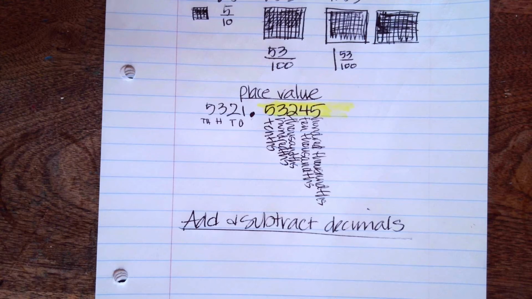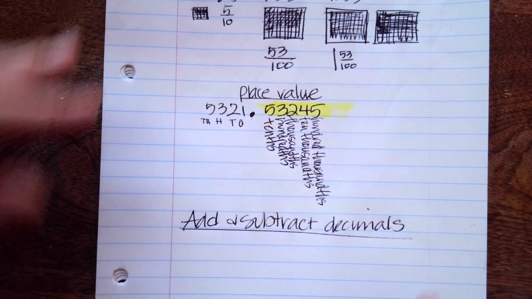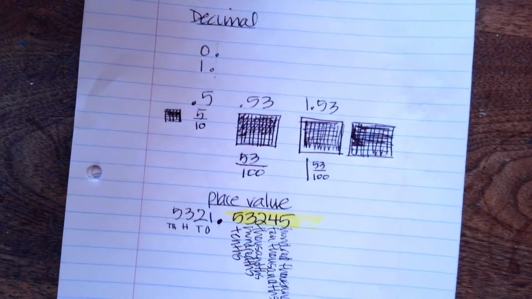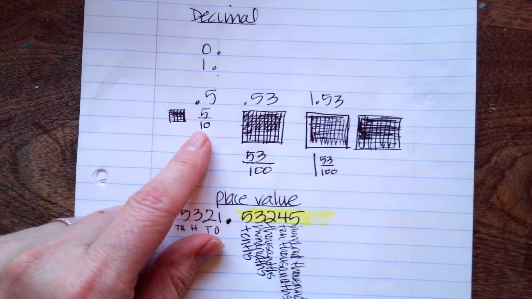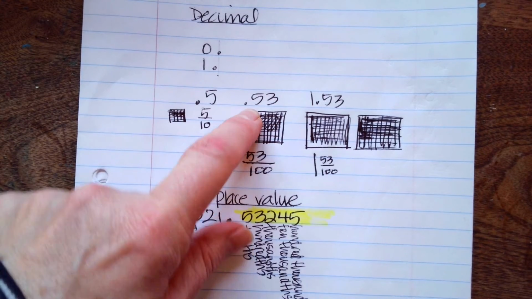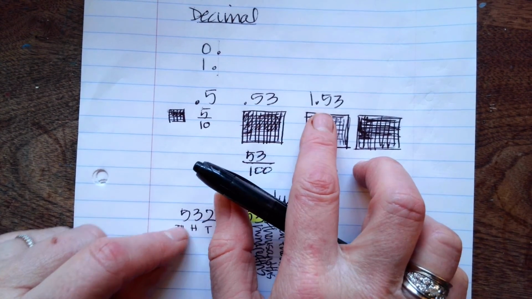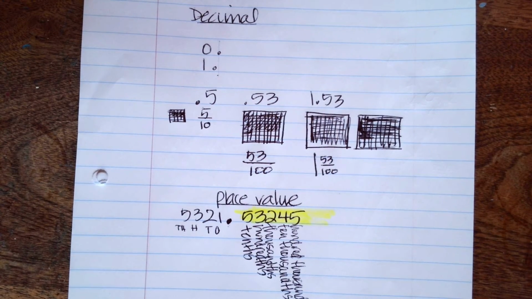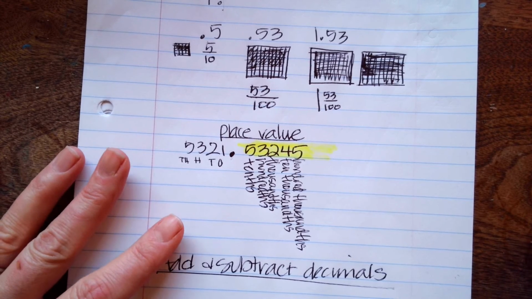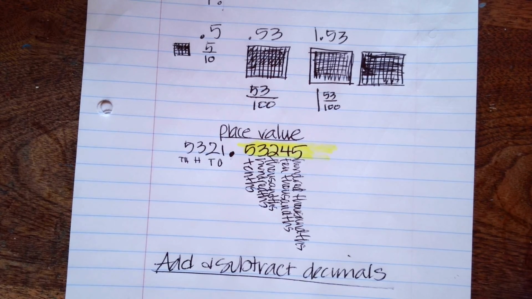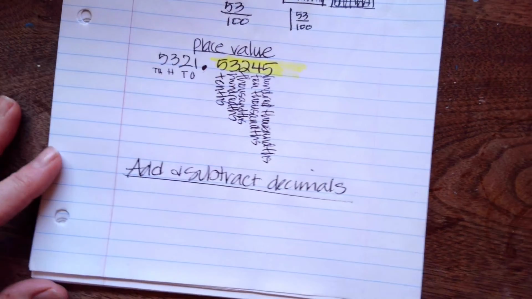All right, so one of the first things we do with decimals is we name them like we did here. So this was 5/10, this was 53 hundredths or 0.53, and this is 1 and 53 hundredths. So that's the first thing we do, is understand what they mean. The second thing we do, and it's like coins when you're adding dollars and coins together, you can think of decimals like that.